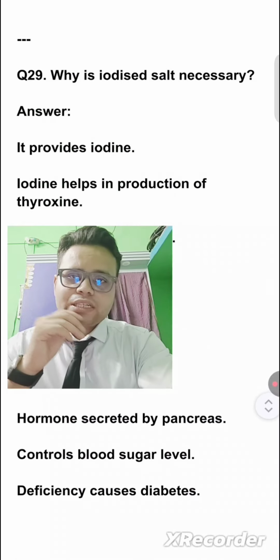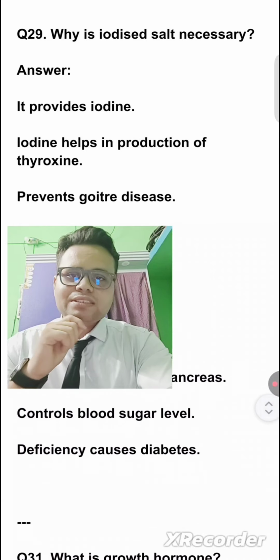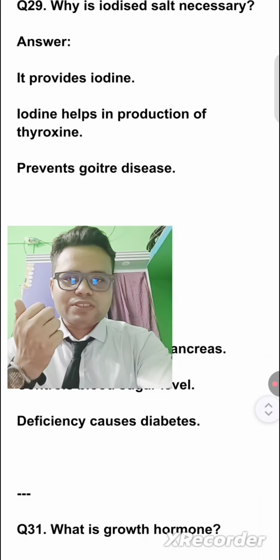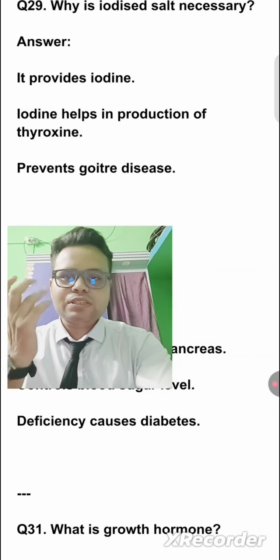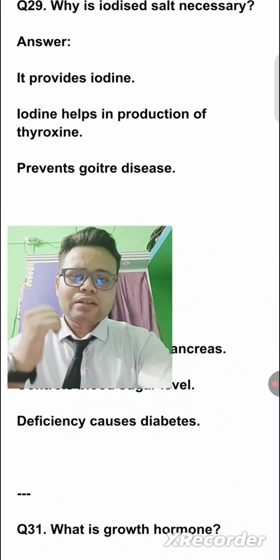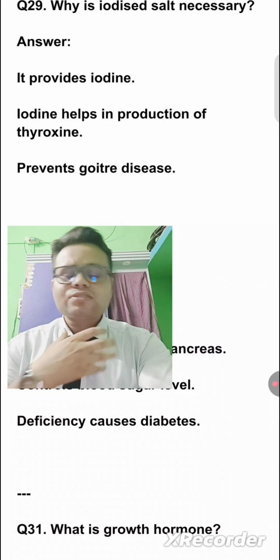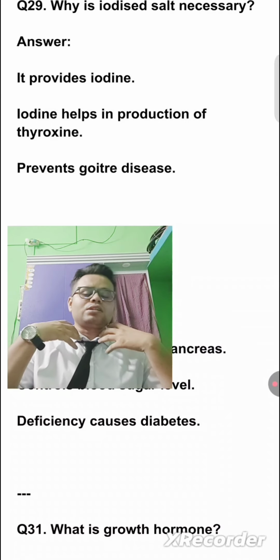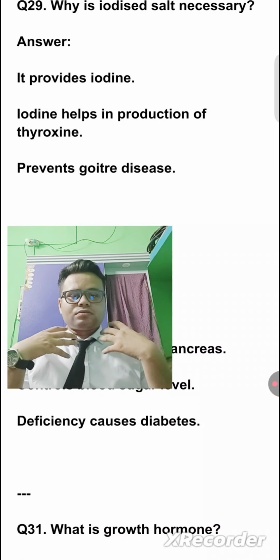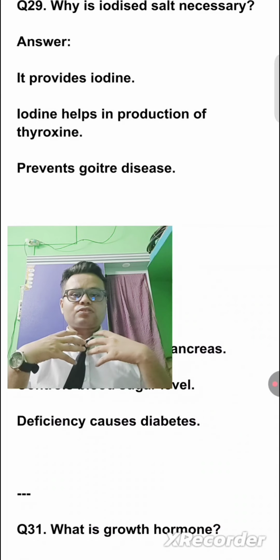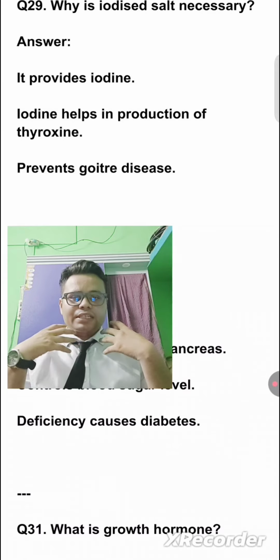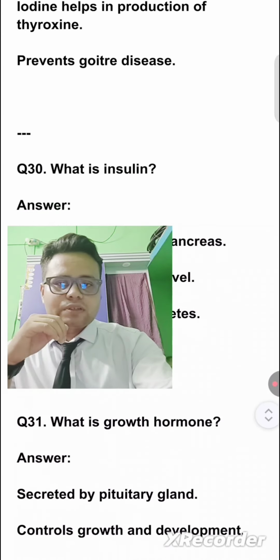Okay. Next, why is iodized salt necessary? So it provides iodine first of all. Second, iodine helps in the production of thyroxine. Number third, it prevents goitre. You know that the thyroid gland becomes larger due to lack of iodine, that is known as goitre. In Hindi we call it ghenga. So this will be happening.